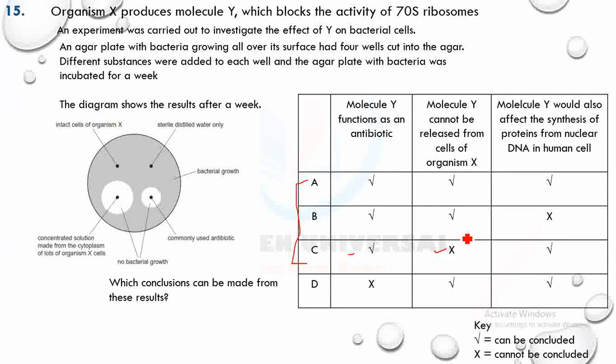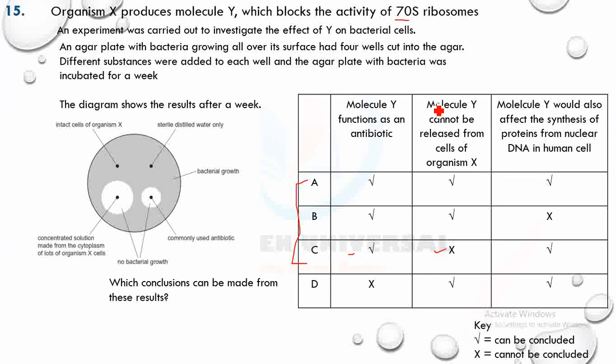Next option: molecule Y would also affect the synthesis of protein from nuclear DNA. Okay, nuclear, because if it affects 70S ribosomes, in human beings we have mitochondria with 70S. But they say molecule Y would also affect the synthesis of proteins from nuclear DNA in humans. They say that it blocks the activity of ribosomes. So how would it affect that?